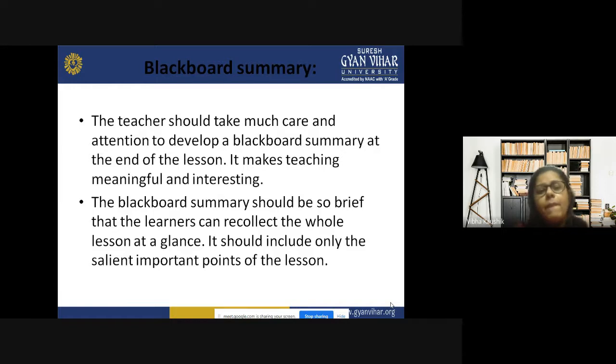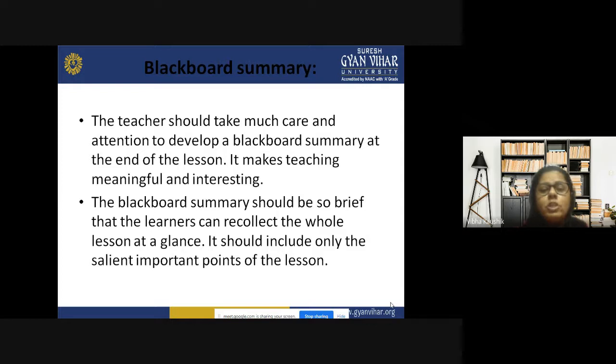Blackboard summary. The teacher should take much care and attention to develop a blackboard summary at the end of the lesson. A blackboard summary at the end of the lesson means a teacher has to develop a summary that can be used at the end of the lesson.